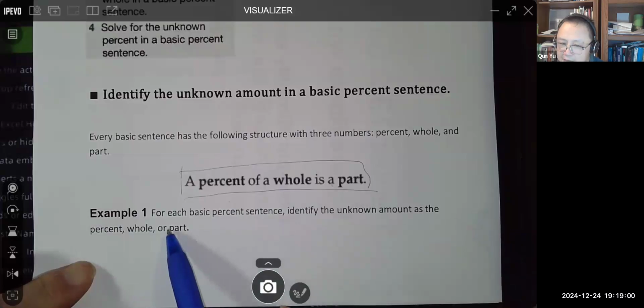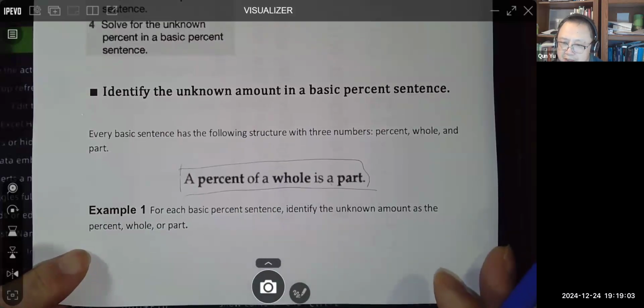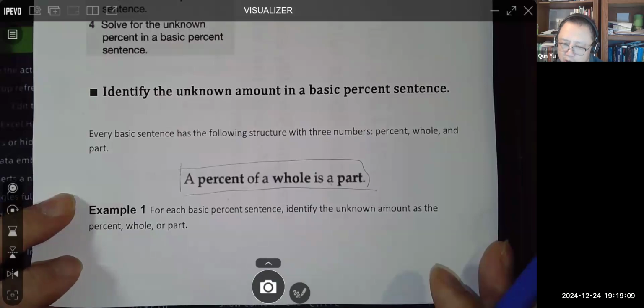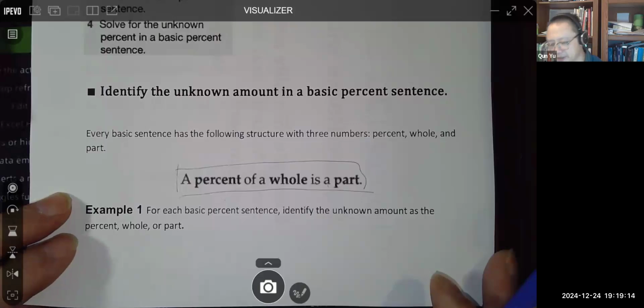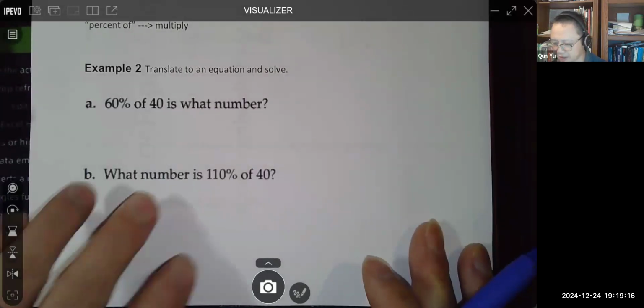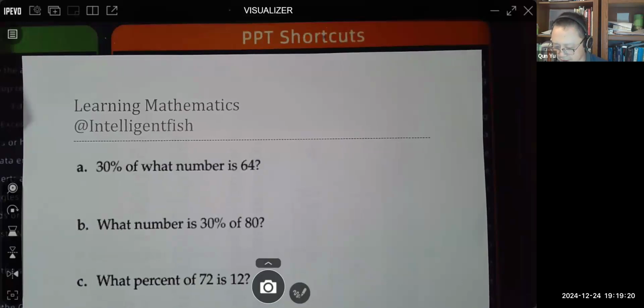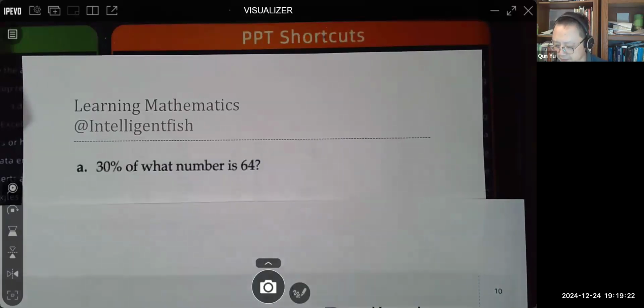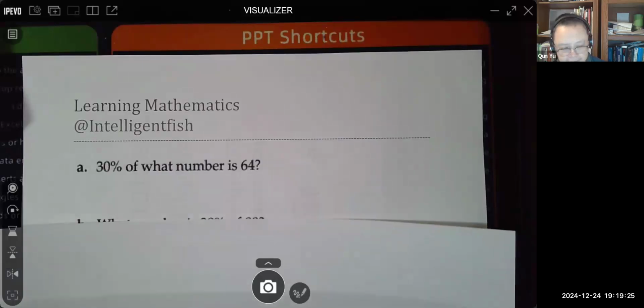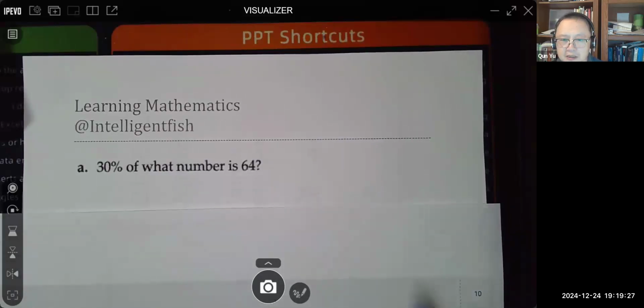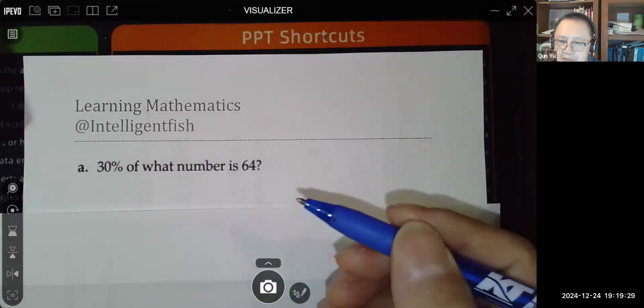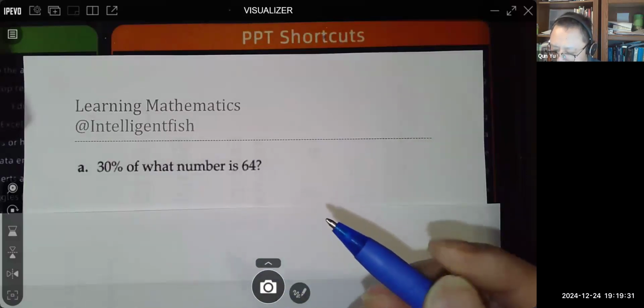Now, example one. For each basic percent sentence, identify the unknown amount as the percent, the whole, or the part. So we just need to identify it. We don't need to solve it. Now, the first one: 30% of what number is 64?